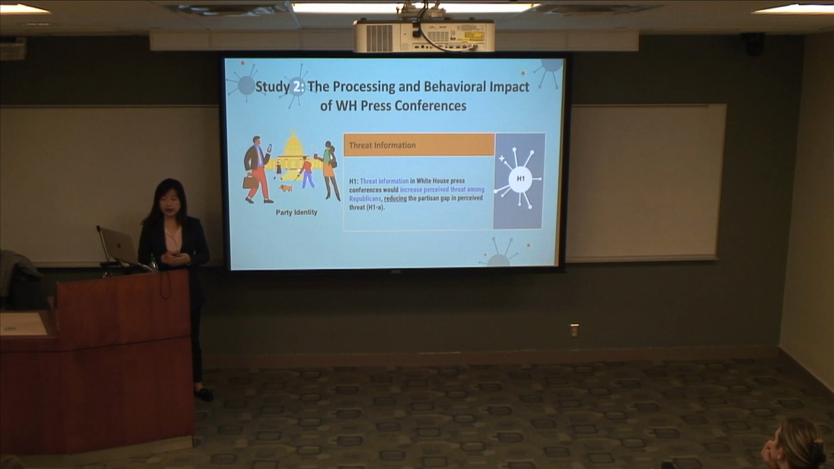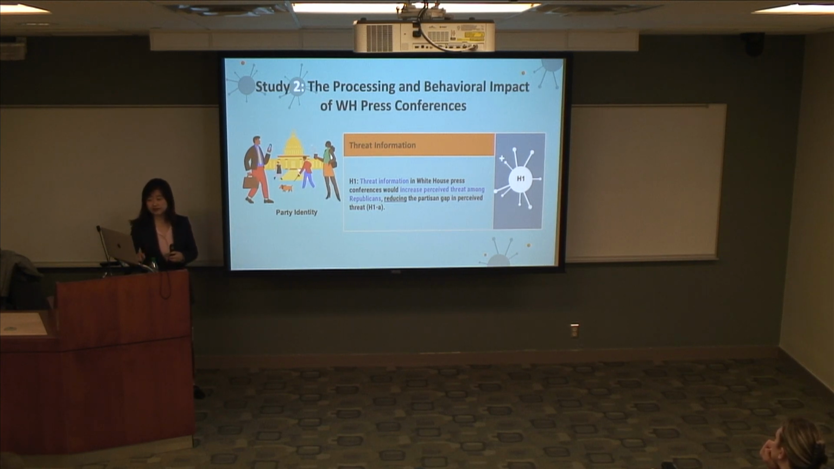Study 2 examines whether and how the unbalanced threat and efficacy information from the White House briefings will influence the perceptions and behaviors of Democrats and Republicans respectively, and whether and how threat information and efficacy information will reduce or widen the partisan gap. We have a range of interesting dependent variables such as perceived threat, perceived efficacy, and self-quarantine behaviors. But for the sake of time, I will focus on perceived threat in my presentation today.